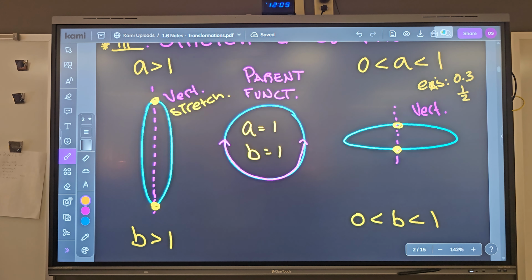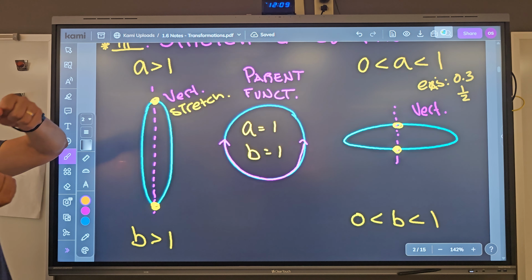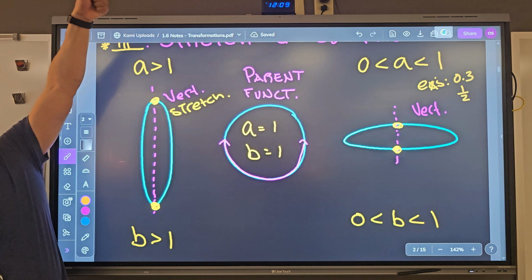Okay? Or, let's think about this. A's are bigger than 1. What is the A doing? Adding or multiplying? Multiplying, right? So you're multiplying the y's times the number. So 2 times the y, 2 times 3, 2 times 4 is making those y's bigger and bigger and bigger.